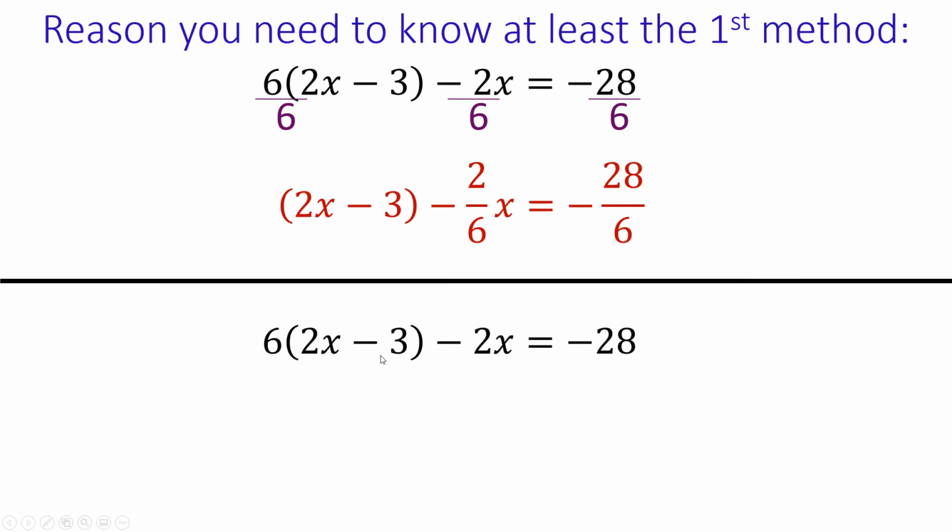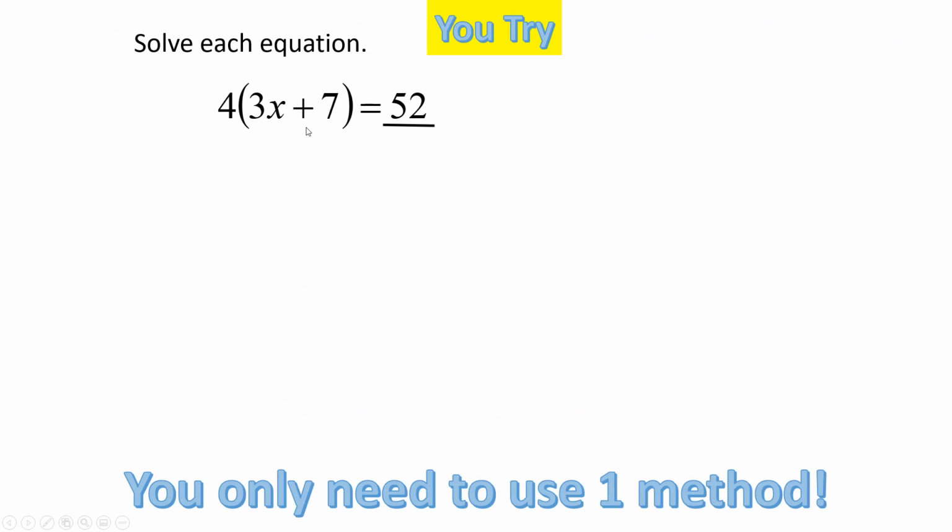So now if we look at this again and we use the distributive property first, 6 times 2x and 6 times negative 3, well, that becomes 12x minus 18. And you'll notice there's no fractions, so there's less likelihood for there to be mistakes. So I recommend learning both methods and not just using this one. Okay, so go ahead and try this. 4 times the quantity 3x plus 7 equals 52. What should we do first? Or what could you do first using either of the two methods?